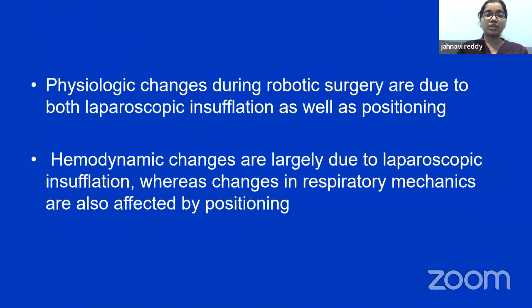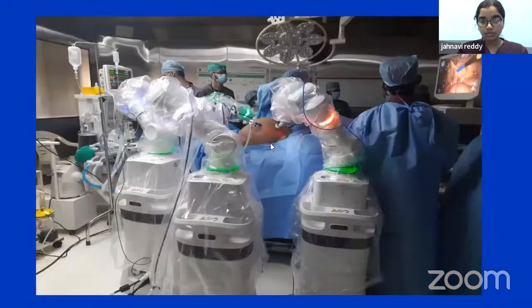Physiological changes during robotic surgery are due to laparoscopic insufflation as well as positioning, but hemodynamic changes are largely due to the laparoscopic insufflation, whereas changes in respiratory mechanics are also affected by position. In this image, the patient is already in the head low position, so the diaphragm is already pulled up and pulmonary function is already compromised. Along with carbon dioxide insufflation, the abdomen is distended, which pushes the diaphragm still further cephalad and leads to further compromise of lung function.